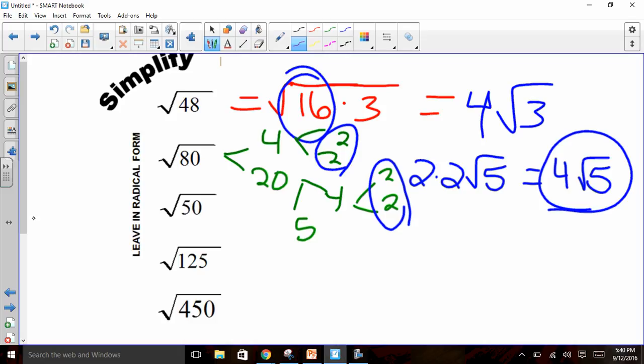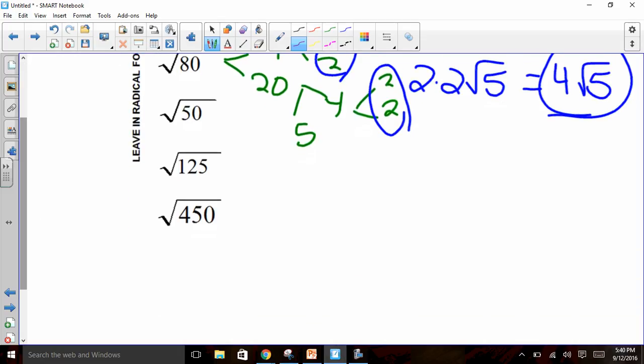Alright, I'm starting to run out of room because we all know I write super large. So I'm just going to change colors. So the next one we're doing is square root of 50. Should still be the same as yours. I'm just moving it down because I ran out of room.